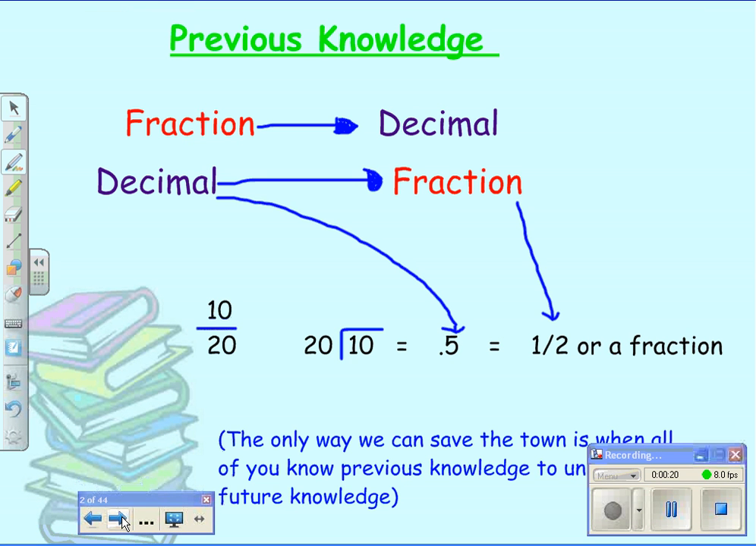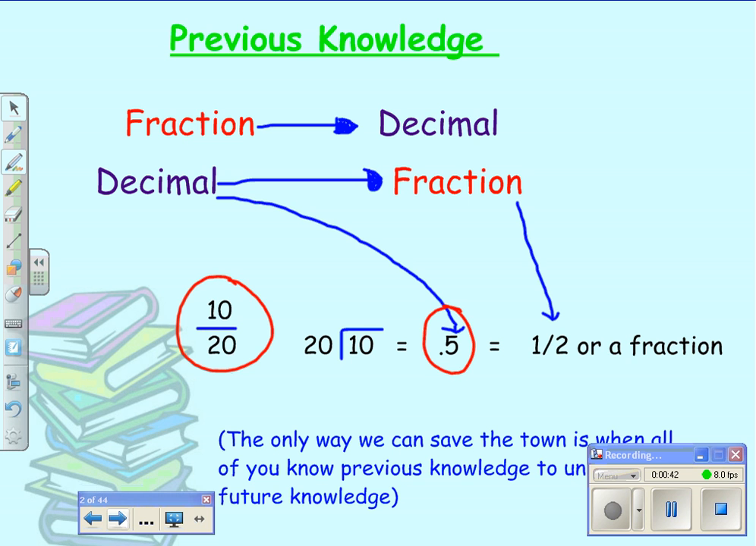Previous knowledge: fraction to decimal, decimal to fraction. A fraction looks like this. You see the circle now. When you divide and make it a decimal, that is a decimal. And when you see a fraction, which is the same thing, that is your fraction right there.